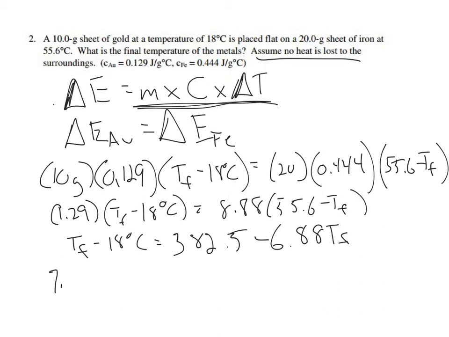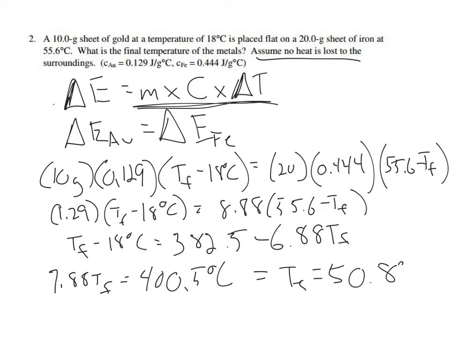So that's 7.88 times the final temperature equals 400.5 degrees Celsius once we move everything around. And that means that the final temperature equals 50.8 degrees Celsius. Final temperature.